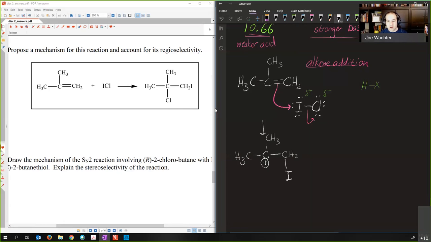And so that means that our Cl is still there, which is now a chloride. And so we can complete the mechanism by having the chloride attack at the carbocation. All right, so that's our final product that is given here.